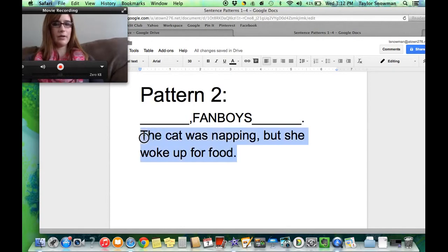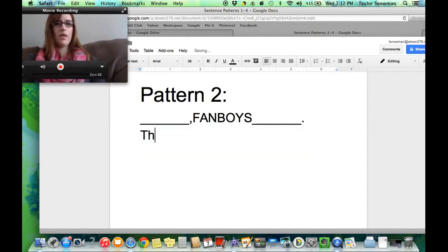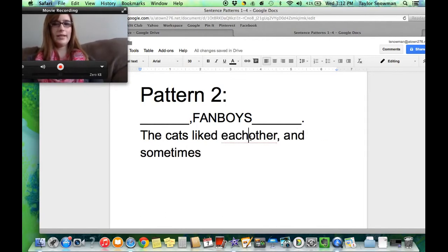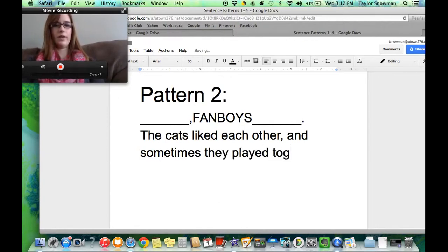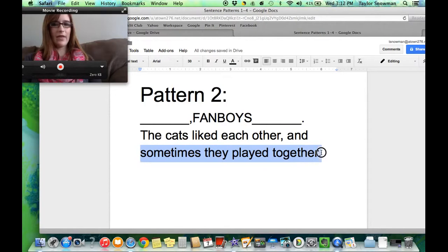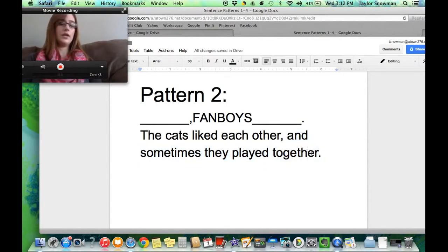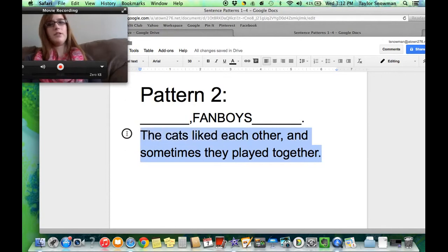Let's try another one. Okay. The cats liked each other, and sometimes they played together. Okay? So the cats liked each other. That could be its own sentence. Sometimes they played together. That could be its own sentence. Put a fanboys in the middle, and you have a pattern 2 again. Let's try another one.